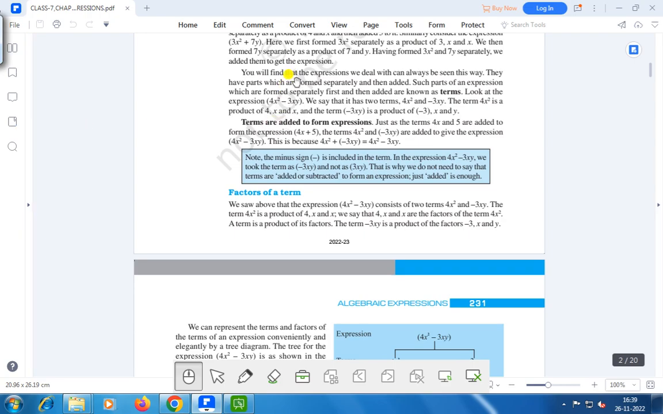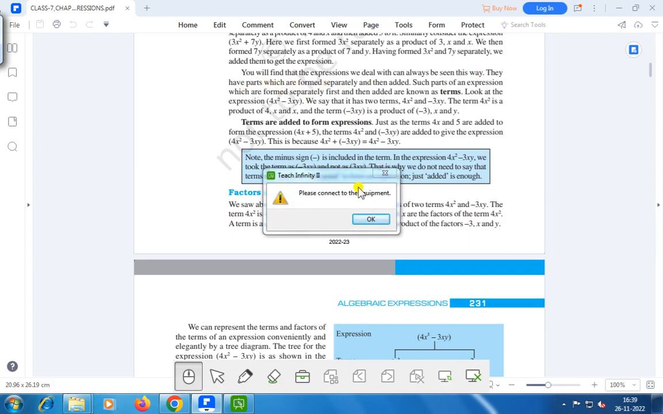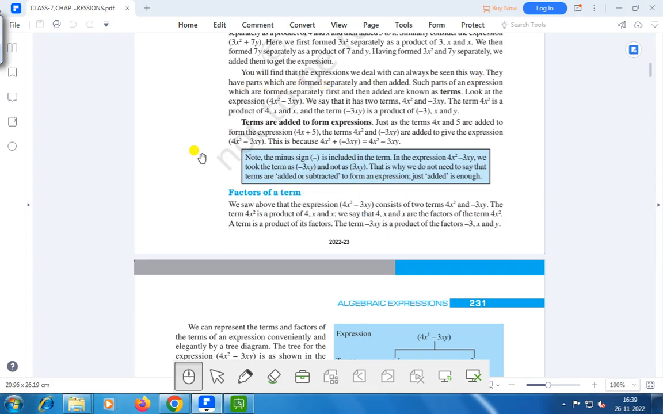You will find that expressions we deal with can always be seen this way. They have parts which are formed separately and then added. Such parts of an expression which are formed separately first and then added are known as terms. Look at the expression 4x cubed minus 3xy.